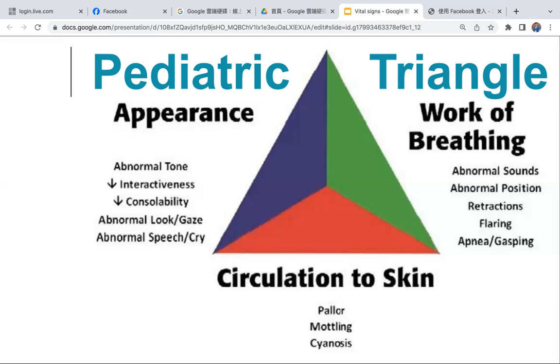The last element of the pediatric triangle is circulation. We mentioned the definition of shock, which is cold extremities, capillary refill time longer than 3 seconds, and fast pulse. We can also observe if there's any pallor. You can look at the conjunctiva, the palms and the feet. And when the patient is having shock or poor circulation, we see some bluish skin rash over the extremities, which is called mottling.